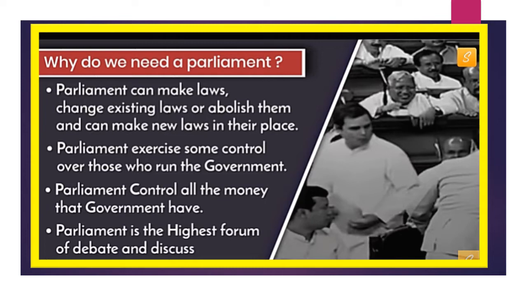Okay, and parliaments all across the world also exercise some control over those who run the government. In some countries, like our country India, this control is direct and full. Those who run the government can take decisions only so long as they enjoy the support of the parliament. Okay, and the third is parliament controls all the money that the government has. In most countries, the public money can be spent only when the parliament sanctions it. Okay, only if the parliament agrees can the government use the money.